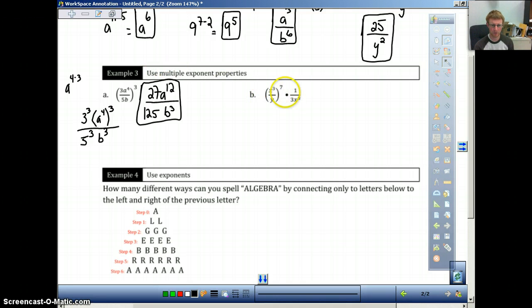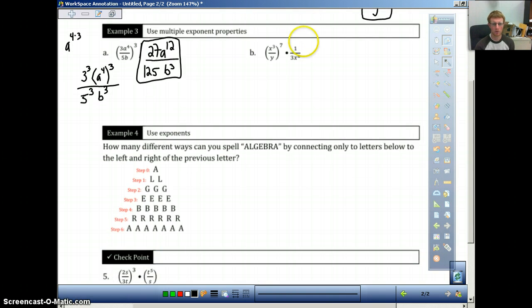Now we're multiplying two things, but what we'll do is do these things one at a time and then multiply at the end. So here we have x to the 3rd, so let's write these out one by one. We have x to the 3rd to the 7th over y to the seventh. Because it's 3 and then to the seventh, that will be a multiplication: x to the 3 times 7 equals x to the 21. So that means we have x to the 21st power over y to the 7th power.